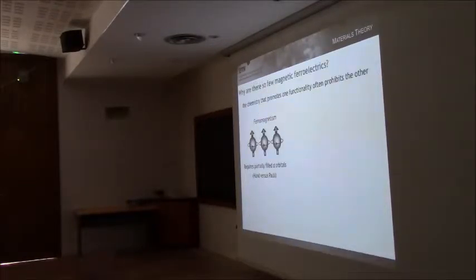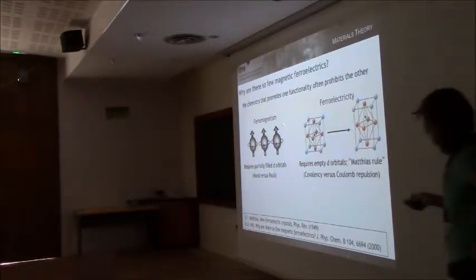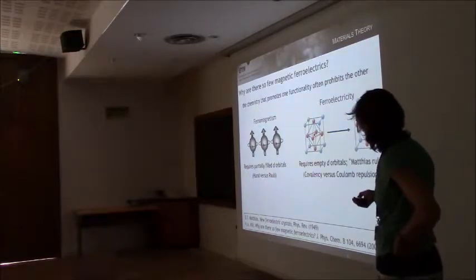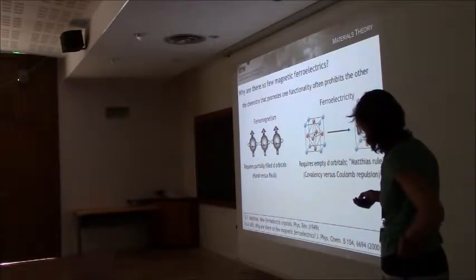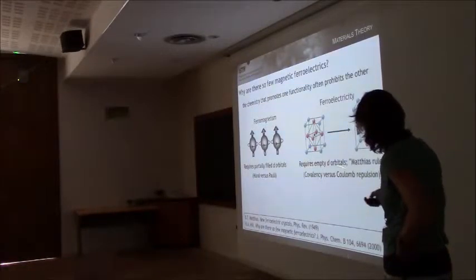Okay, so there are many reasons that we've already discussed why there are so few magnetic ferroelectrics: a magnet likes to be metallic, a ferroelectric likes to be insulating. But what we've gone through in detail is that the chemistry that promotes one functionality often prohibits the other. For ferromagnetism, one wants partially filled, rather localized d orbitals. For ferroelectricity, one wants empty d orbitals because you have this competition between covalency and Coulomb repulsion.